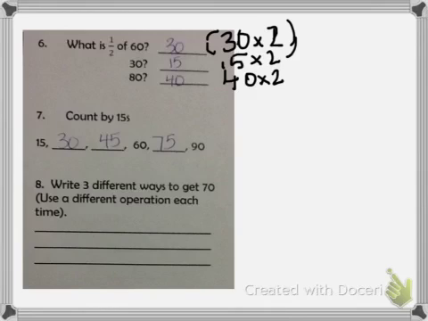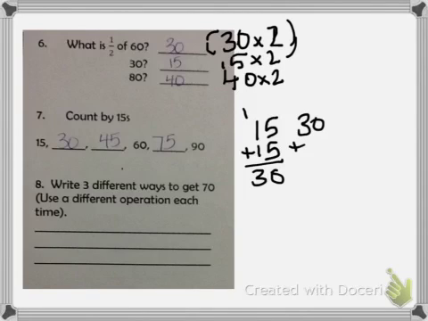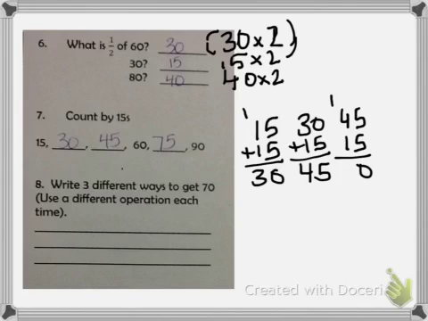Count by 15s. And this is just simple checking your work. 15 plus 15 is 30. 30 plus 15 is 45. 45 plus 15 is 60. 60 plus 15 is 75. 75 plus 15 is 90. And you can check your work on the side like this if you need to. And then 30 plus 15 is 45. 45 plus 15 is 60, and so on.